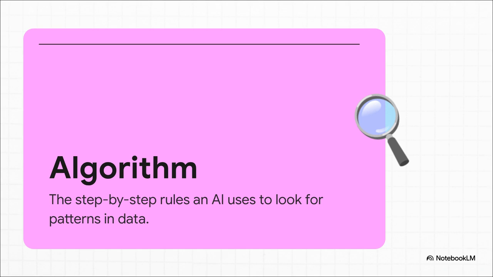And what's really cool is that these rulebooks come in different flavors. Some are trained on examples that already have the answers, kind of like flashcards for a kid. Others are just given a giant pile of clues and told, hey, go find something interesting in there. But either way, the goal is always the same: find the pattern.